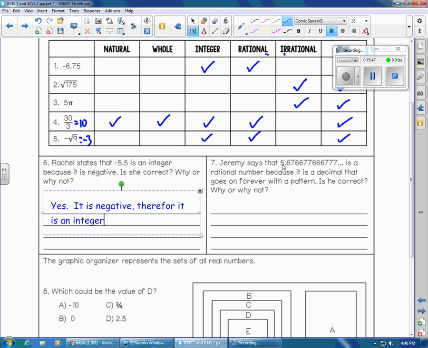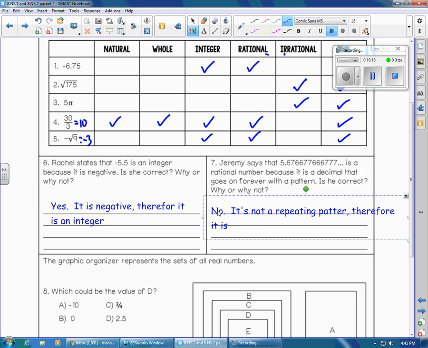Jeremy says that 5.676677666777 is a rational number because it's a decimal that goes on forever with a pattern. Is he correct? Why or why not? Hopefully you know the answer to this one because we did have some problems like this in the last lesson. No, it's not a repeating pattern. Therefore, it is not a rational number. It is irrational.